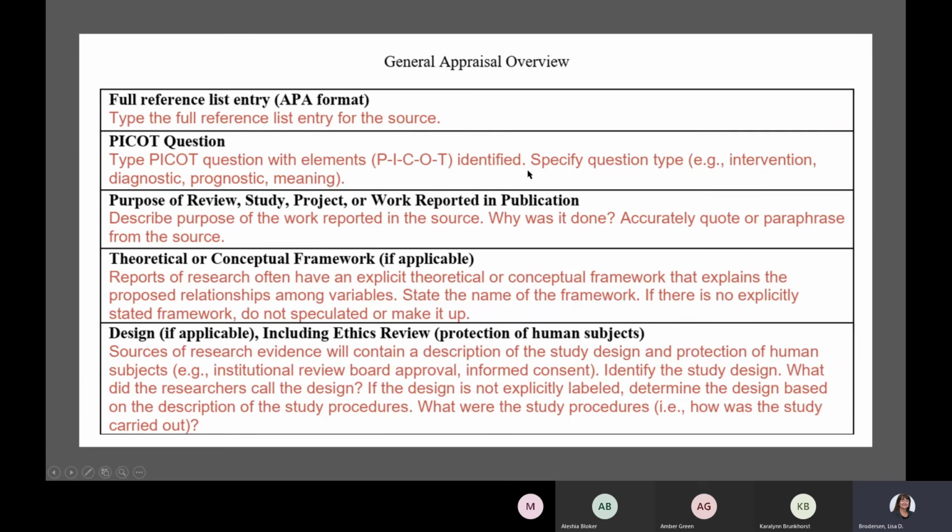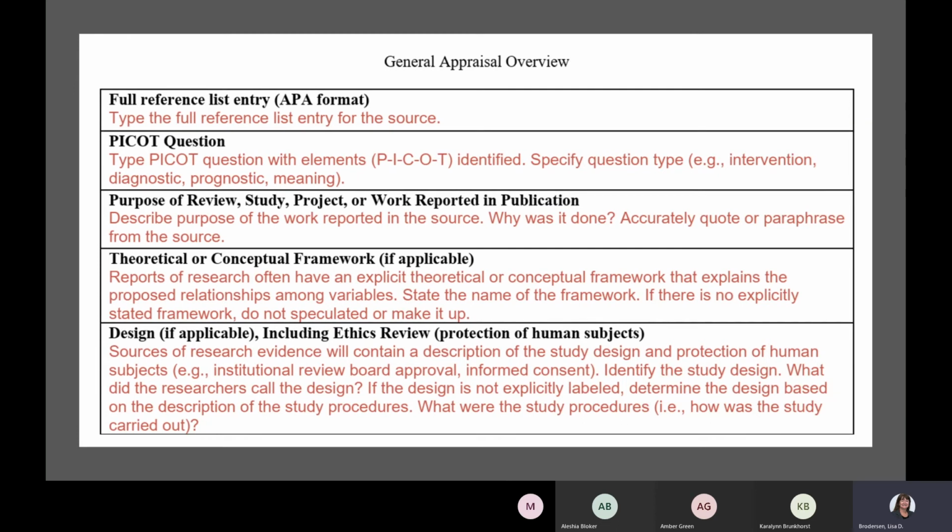And the reason that we specify that you state what the PICO question type is because sometimes it's hard to differentiate an intervention question from a diagnostic or prognostic question, at least in my experience. So that's why we want you to specify the type so that we know what your intentions are.